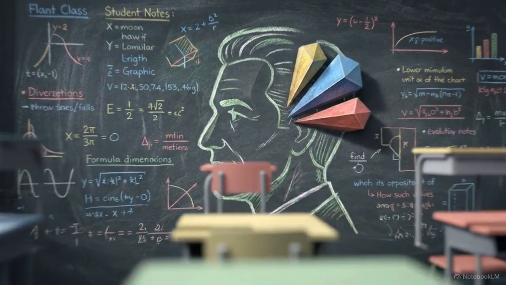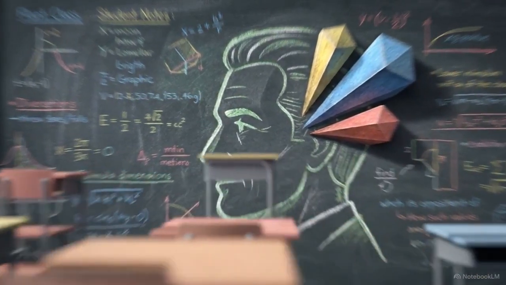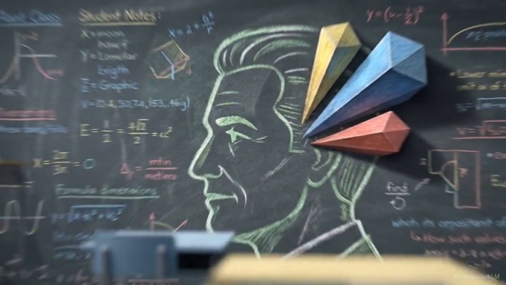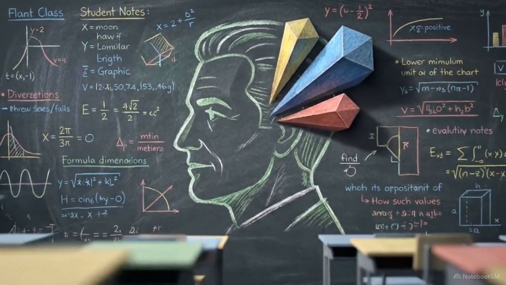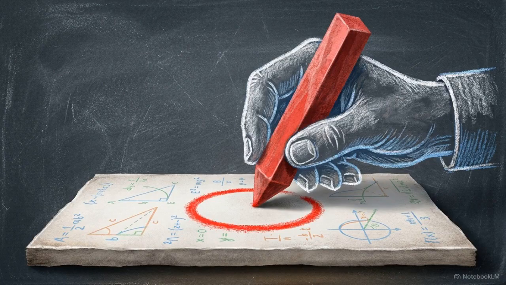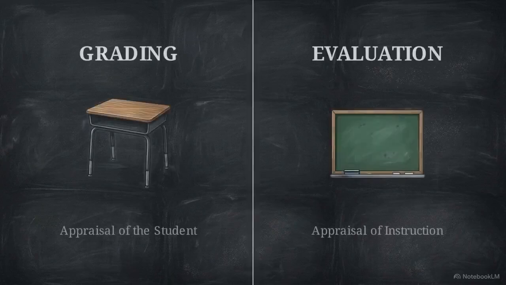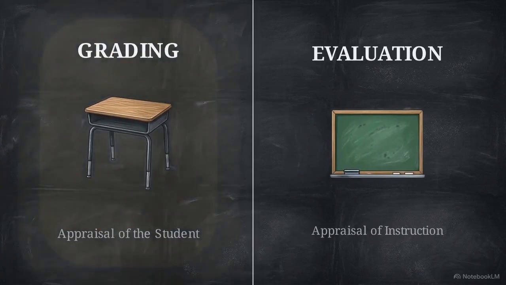To know how effective a teacher actually is, standing at the front of a classroom and watching them work won't give you the answer. To accurately judge instructional quality, we have to look entirely at the consequences that instruction has on student learning. This requires separating two concepts that are often conflated: grading and evaluation.